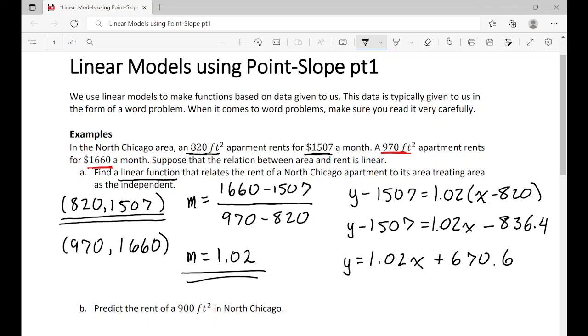Now this says find a linear function, so that's what I'm going to do. I'm going to change it from y equals to f of x using function notation. And you can use whatever letter you want. We're using rent, so actually it might even be better to change it from f of x to r of x, dealing with rent. Whatever letter you want to use, if it's not asked of you, choose whatever letter you think would make sense to you.